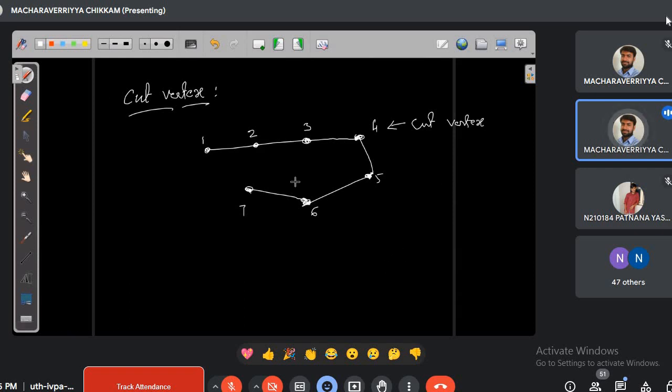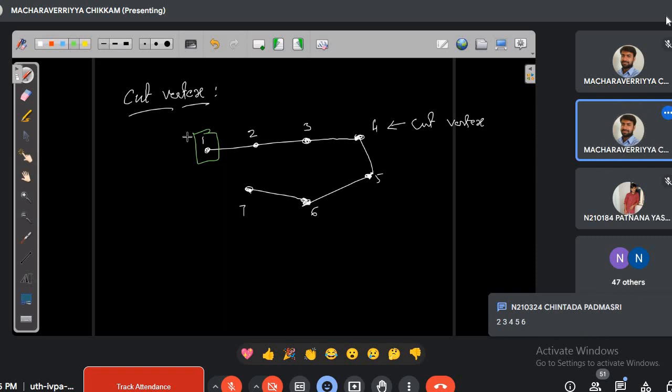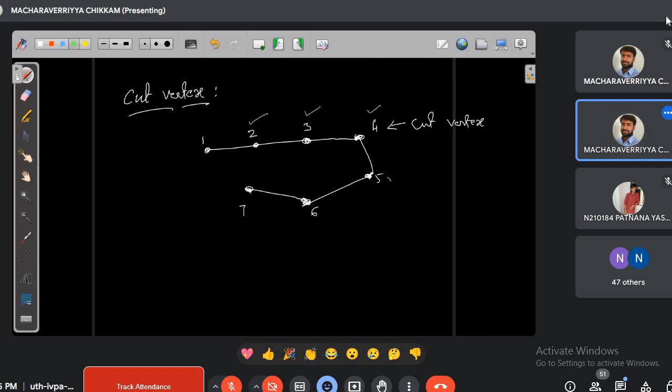Okay. So, do we have any other cut vertices here? It means by removal of that vertex, the graph must become disconnected. Suppose I remove 1, does it become disconnected? No. What are the cut vertices? 2, 3, 4, 5, 6. These are all cut vertices of this connected graph.